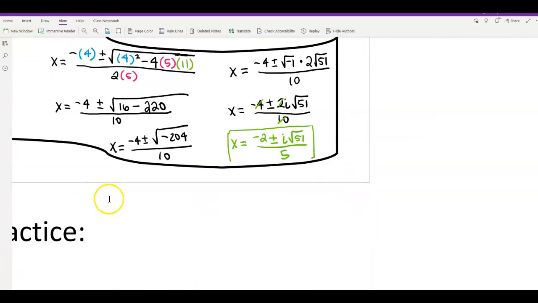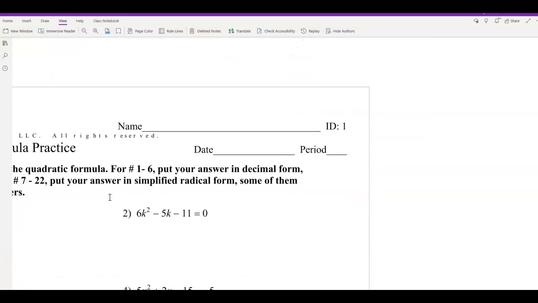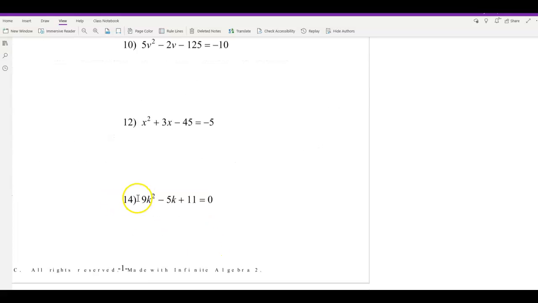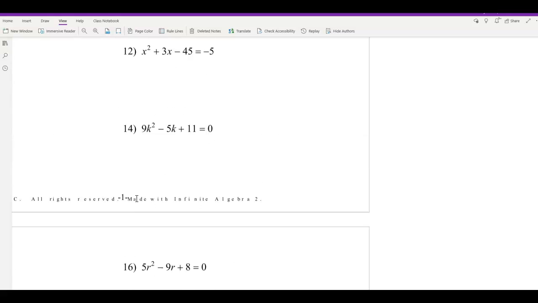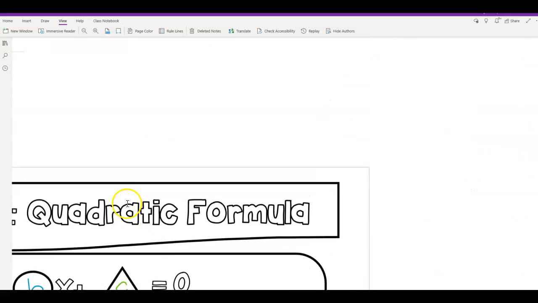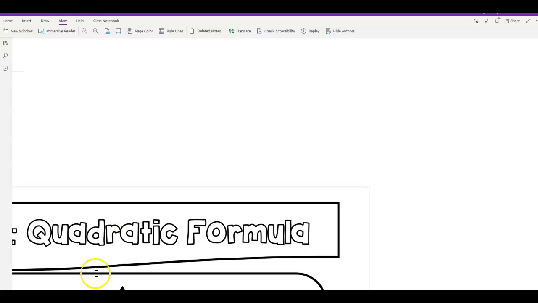Okay. There is some practice down here if you want some quadratic formula practice. It looks like there's quite a bit of practice and some discriminant practice in there too. So go ahead and do that practice if you need it before you get to the Math Excel and quadratic formula next week.